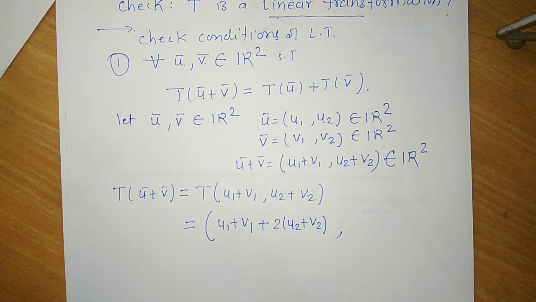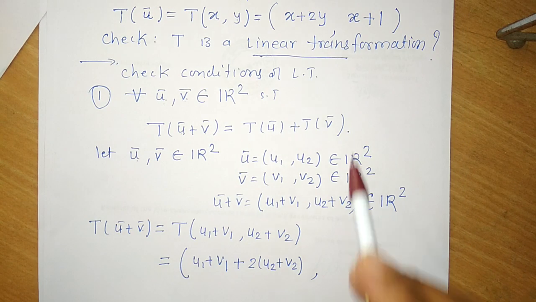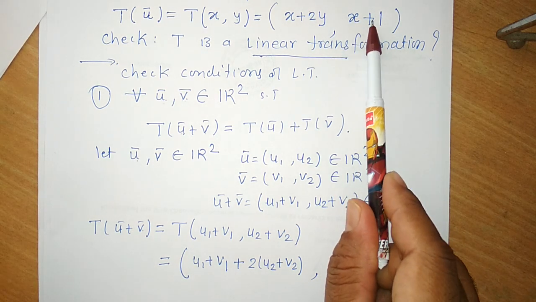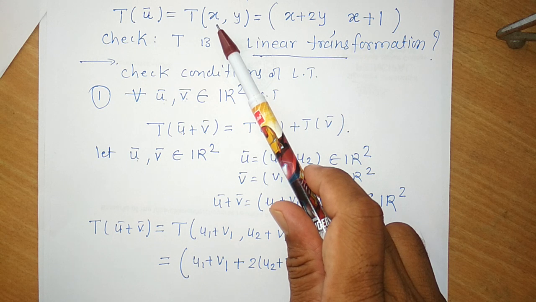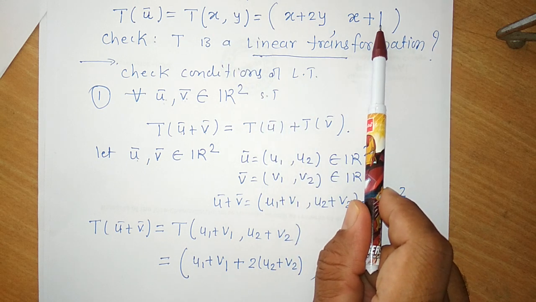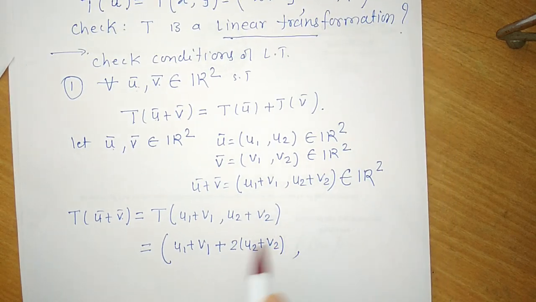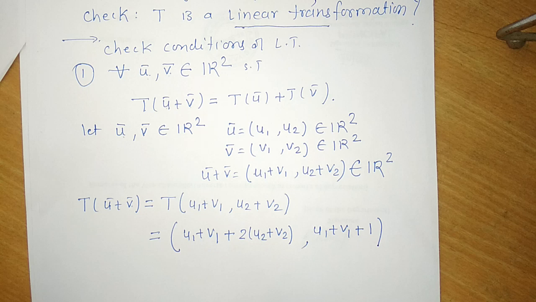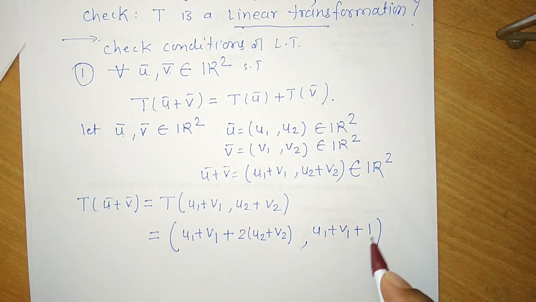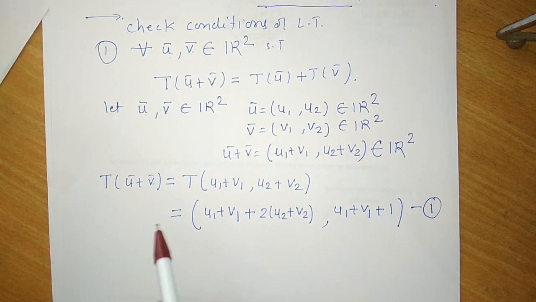This is the first component. And the second component is x plus 1. X plus 1 means the first component of the vector x added with 1. So here also the second component is u1 plus v1 added with 1. Okay. This we call the first equation.